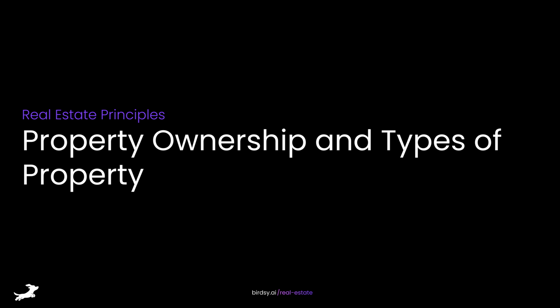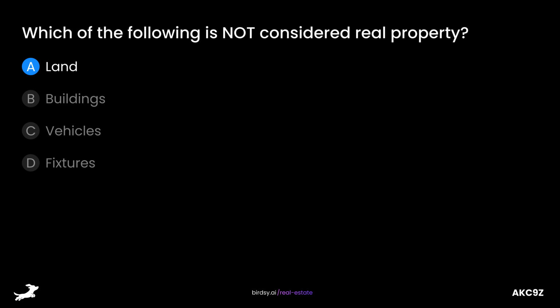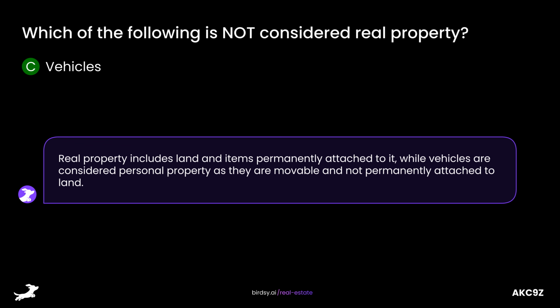Property ownership and types of property. Which of the following is not considered real property? Is it A, land, B, buildings, C, vehicles, or D, fixtures? The answer is C. Real property includes land and items permanently attached to it, while vehicles are considered personal property as they are movable and not permanently attached to land.